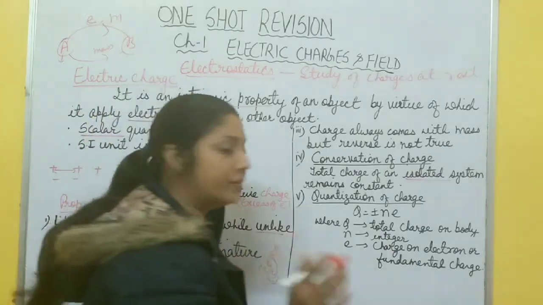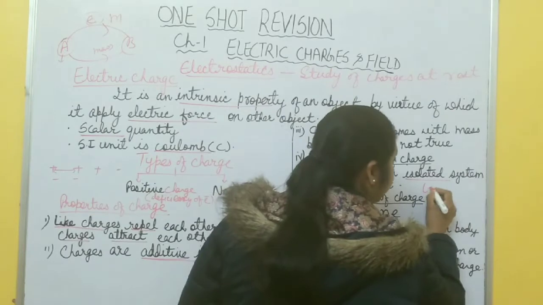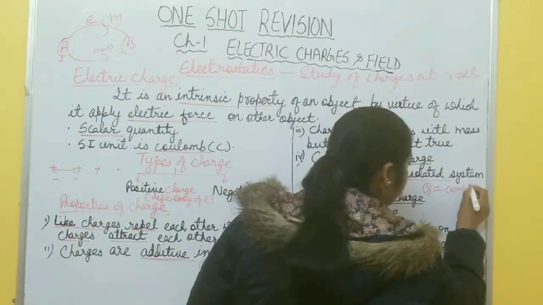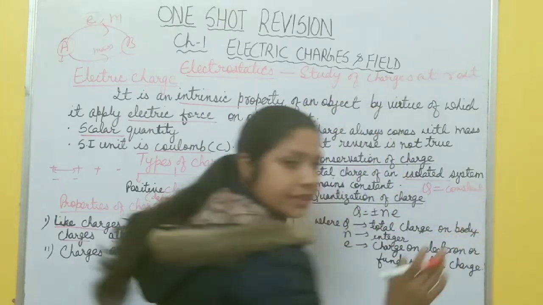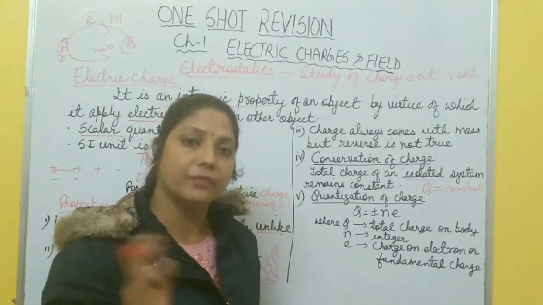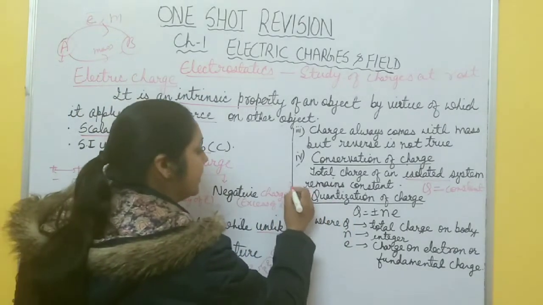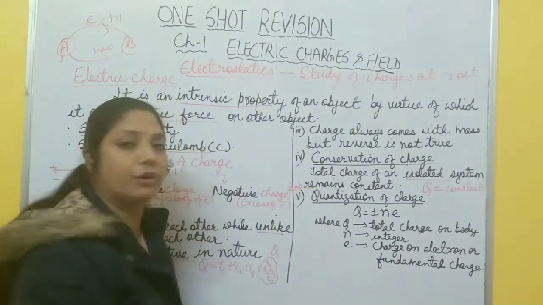Total charge always remains constant. Total charge, suppose Q, is always constant. It just transfers from one body to another body, right? And there is one important property, the last one, that is quantization of charge.